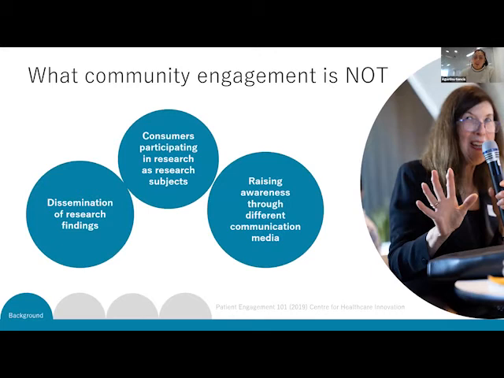It's also not consumers participating in research as research subjects. I get quite a few researchers coming up to me saying, I want to recruit more subjects to complete the surveys for my study. And I tell them that's not a partnership. That's not what community engagement is about. Community engagement is about actually involving individuals in your research team or as stakeholders in your research project. And it's also not just raising awareness through different communication media. These are all unidirectional ways of reaching out to the community. What we want is a discussion, a two-way conversation.